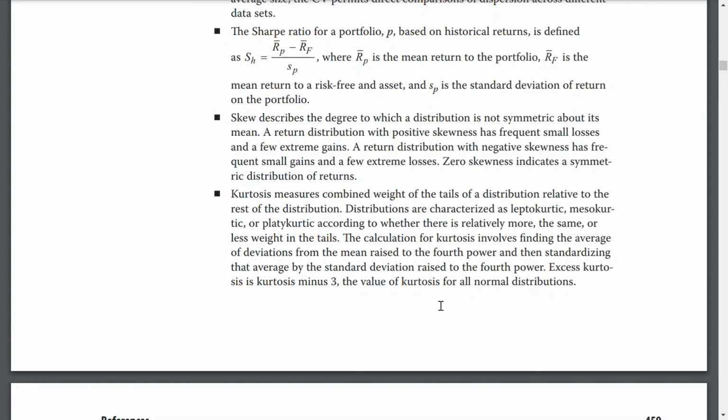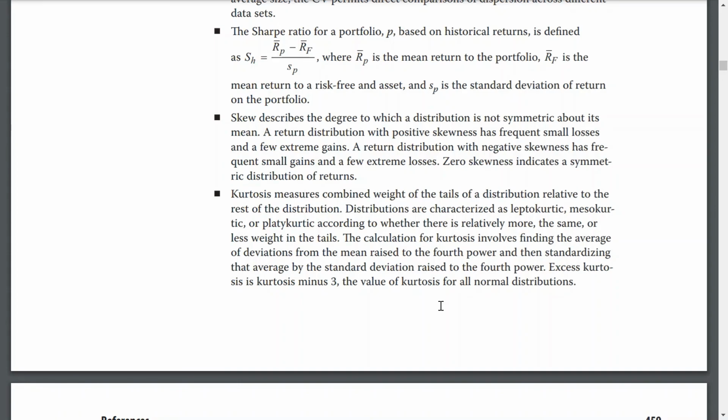Distributions are characterized as leptokurtic, mesokurtic, and platykurtic according to whether there is relatively more, the same, or less weight in the tails. The calculation of kurtosis involves finding the average of the deviations from the mean raised to the fourth power and standardizing it by the standard deviation raised to the fourth power. Excess kurtosis is kurtosis minus 3, the value of kurtosis for all normal distributions.